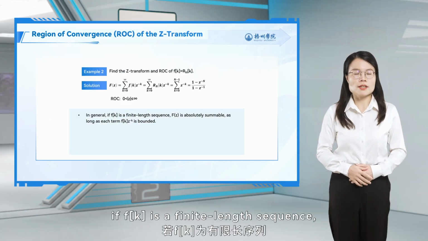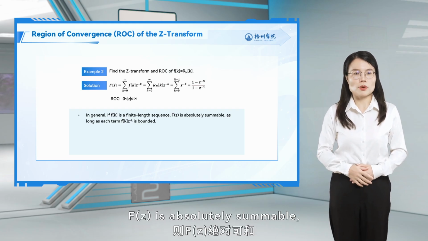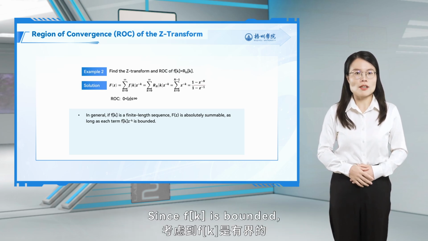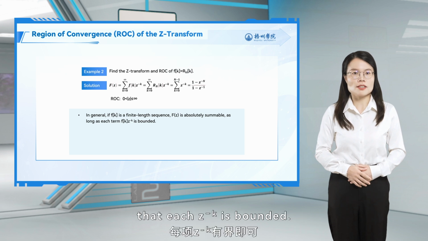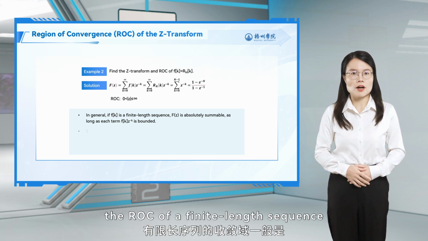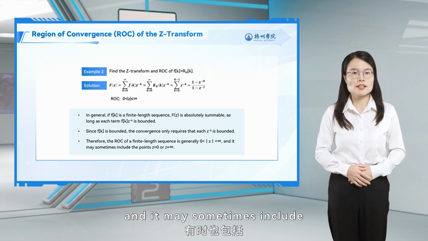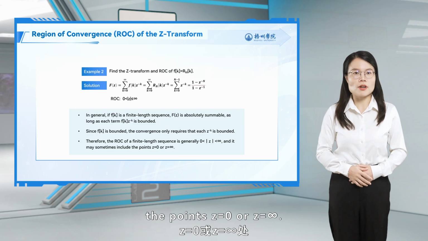In general, if f[k] is a finite-length sequence, F(z) is absolutely summable as long as each term f[k] times z to the minus k is bounded. Since f[k] is bounded, the convergence only requires that each z to the minus k is bounded. Therefore, the ROC of a finite-length sequence is generally the absolute value of z greater than 0 and less than infinity, and it may sometimes include the points z equals 0 or z equals infinity.